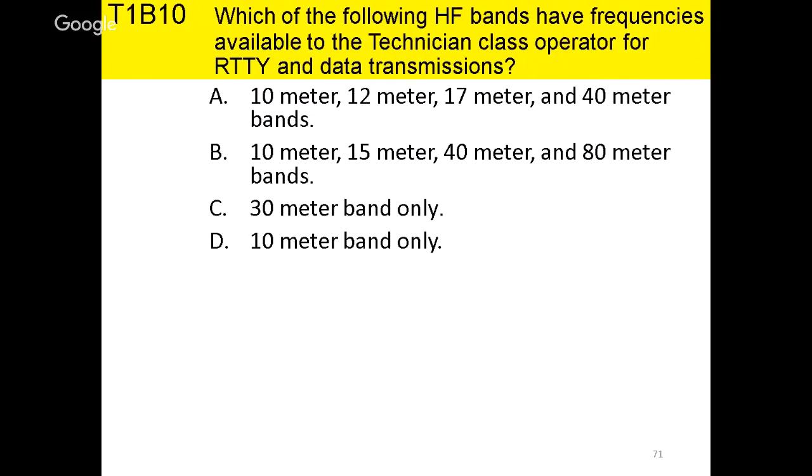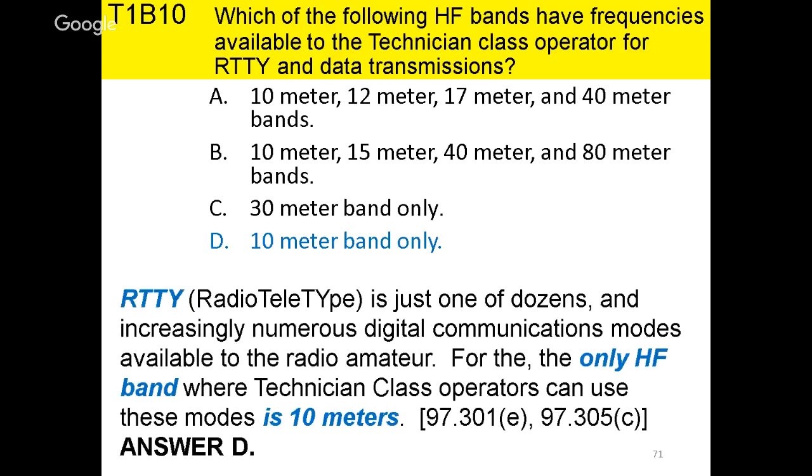Which of the following HF bands have frequencies available to the tech class operator for RTTY and data transmissions? Again, you have to remember that the other three HF bands you would have privileges on as a tech class licensee are 80 meters, 40 meters, and 15 meters. And those are only in the CW portion. You're only allowed to operate CW, and it's a very small portion. If you look at your chart, you can see what those are. But the 10-meter band is the only band where you're allowed to operate some digital communications.